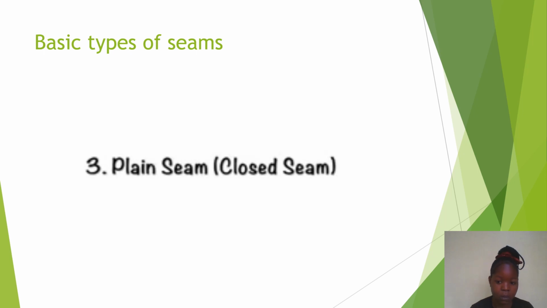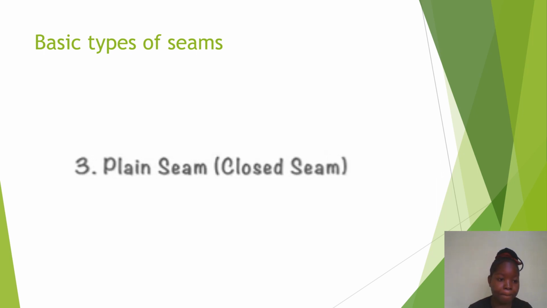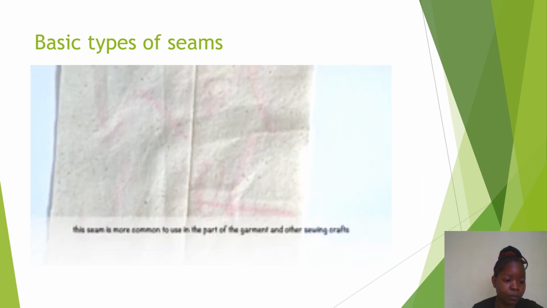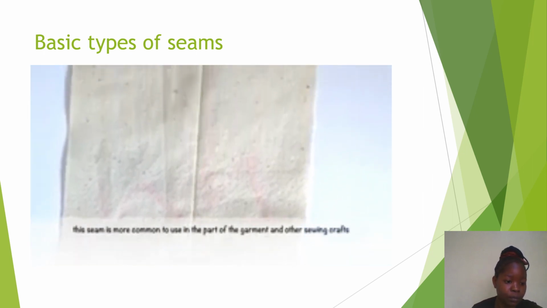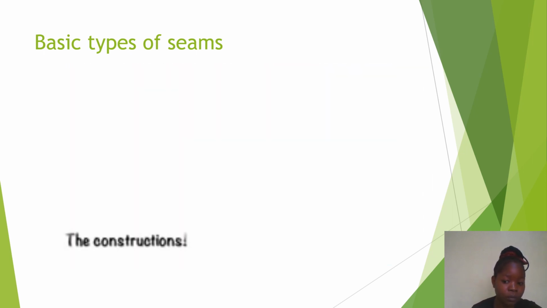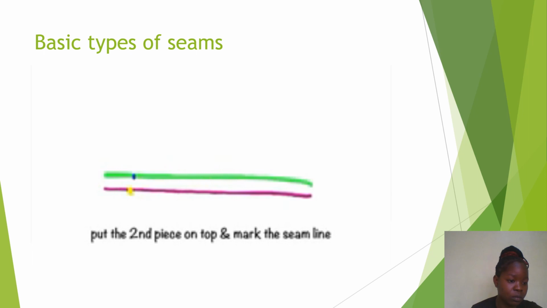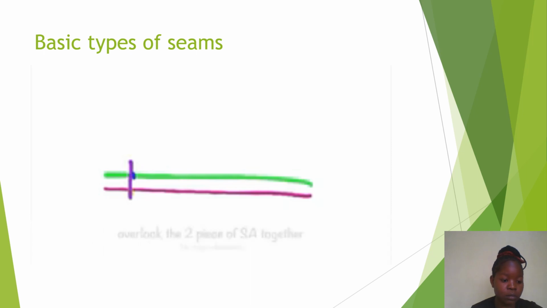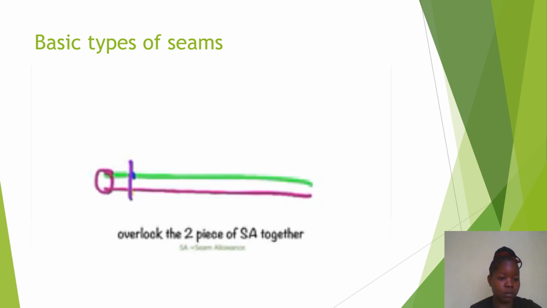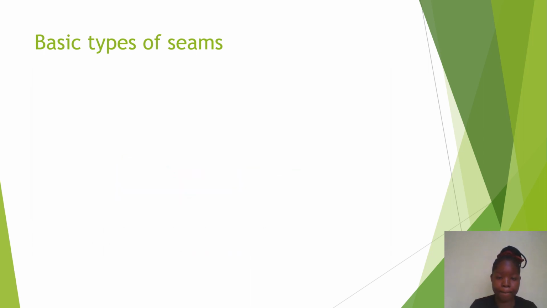Plain seam, closed seam. This seam is more common to use in the part of the garment and other sewing crafts. The constructions. Put the first piece of fabric and mark the seam line. Put the second piece on top and mark the seam line. Sew the stitch to the seam line. Overlock the two pieces of seam allowance together. How to make it.